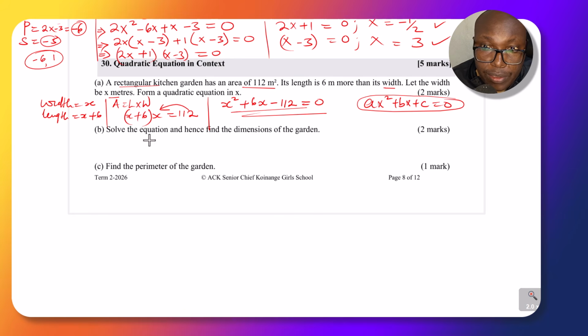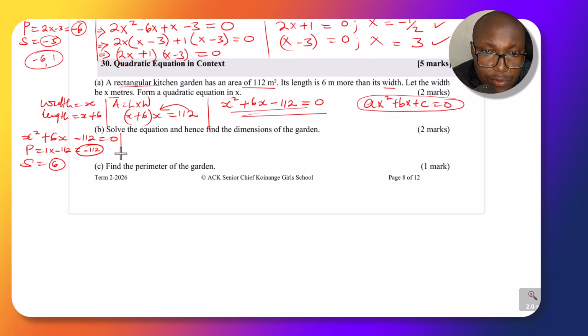So we solve these. So how do we solve these? X squared plus 6x minus 112. So we're going to use a factorization method. So look for two numbers whose product is the coefficient of x squared, which is 1, and the constant term, which is negative 112. So you're looking for two numbers whose product is negative 112 and their sum should be the coefficient of x, which is 6.